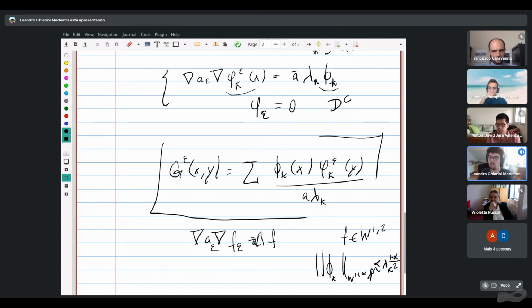But for now, we can at least do it for elliptic fields, like fields solving an elliptic kind of equation.